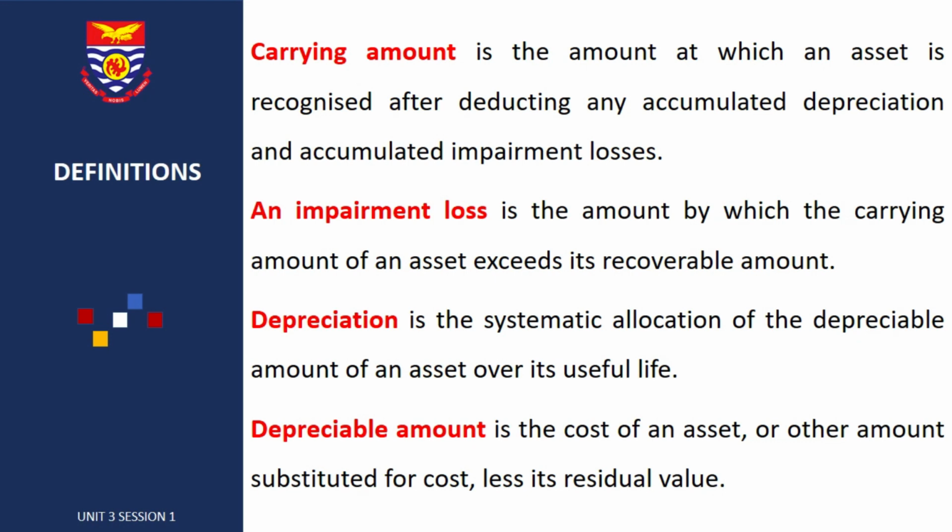If the thing is 50 cedis in your books, you go to the market, you can only sell it at 40 cedis. The difference of 10 becomes the impairment loss, which is the excess of the carrying amount over the recoverable amount. Then we have depreciation.